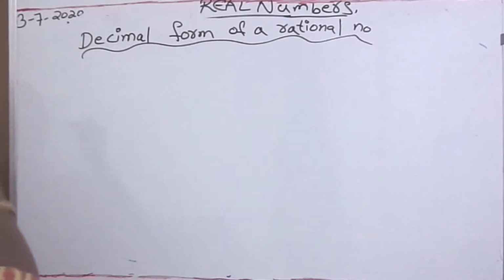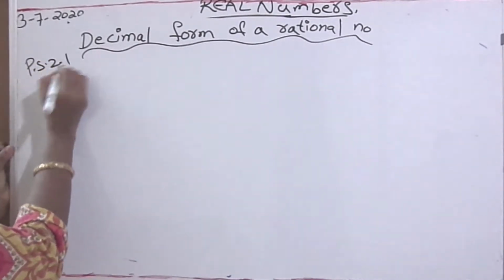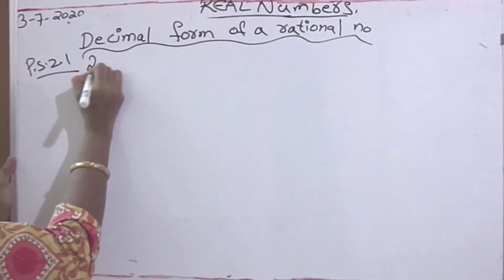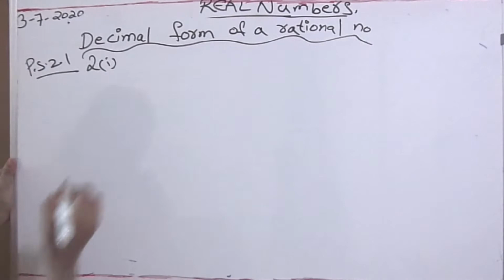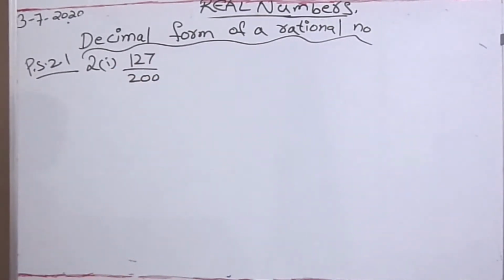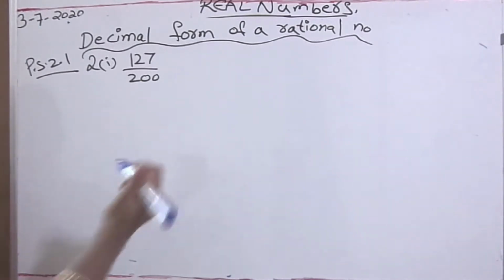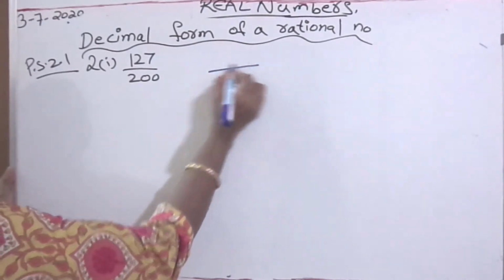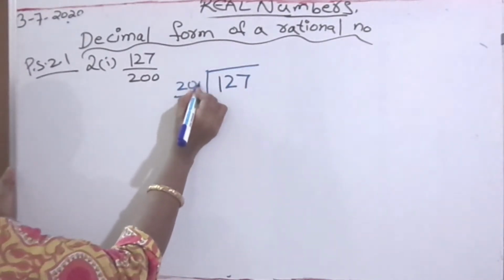See, take practice set 2.1, sum number 2, the first one. 127 upon 200. Okay, let us do this, convert it into the decimal form. The other sums I am going to do, first I am doing this concept, so that is why I have taken this. 127 upon 200. So how will you do it? You will write down here 127 divided by 200.